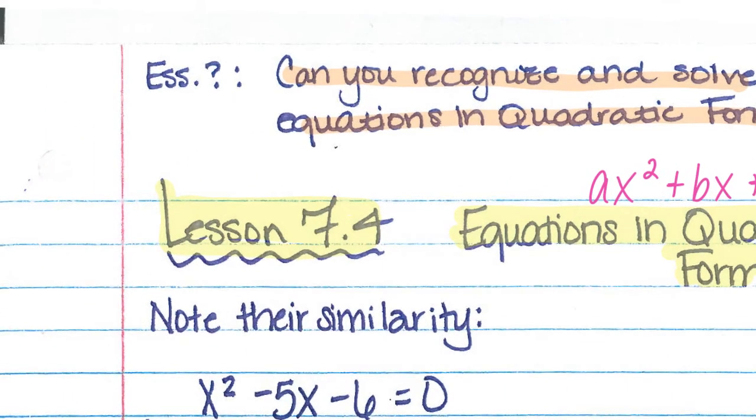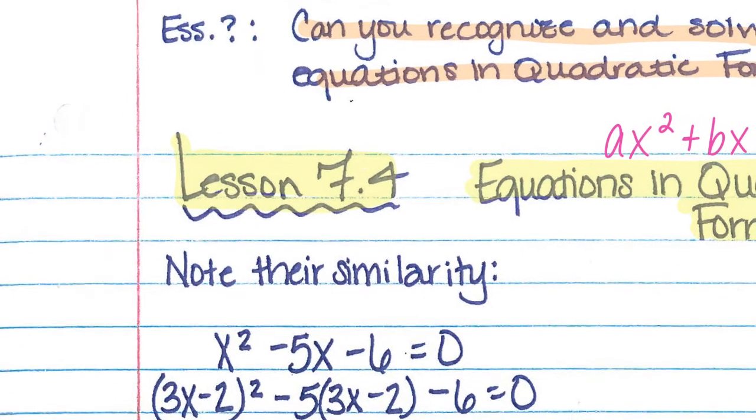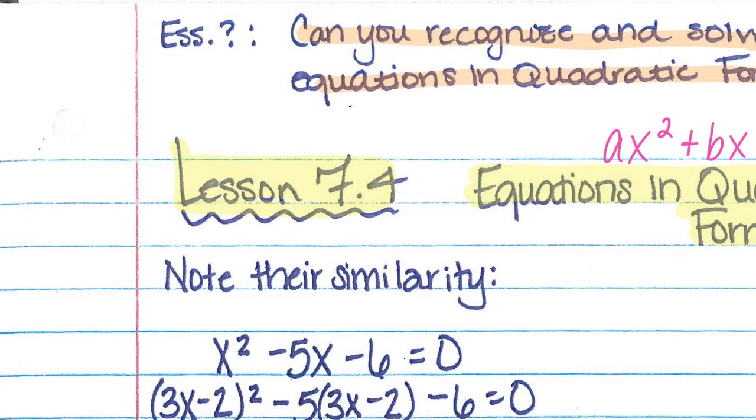All right, the first thing we see is x squared minus 5x minus 6 equals 0. Tell me what you see that is similar. So when I was in class, the first thing I heard was, oh, a negative 5. Yep, that's the b term. And a negative 6. Yep, that was the c term. And what they started to notice is that the x term was now 3x minus 2. So x squared was 3x minus 2 quantity squared. And so we talked about how we could use this term, 3x minus 2, and substitute it in for x.